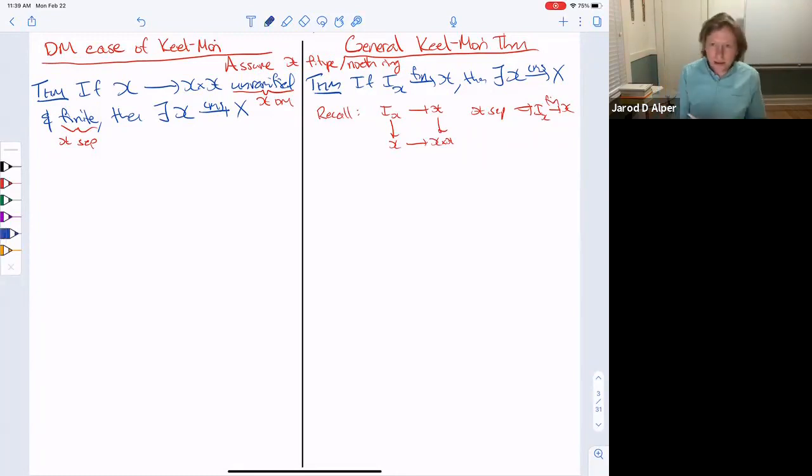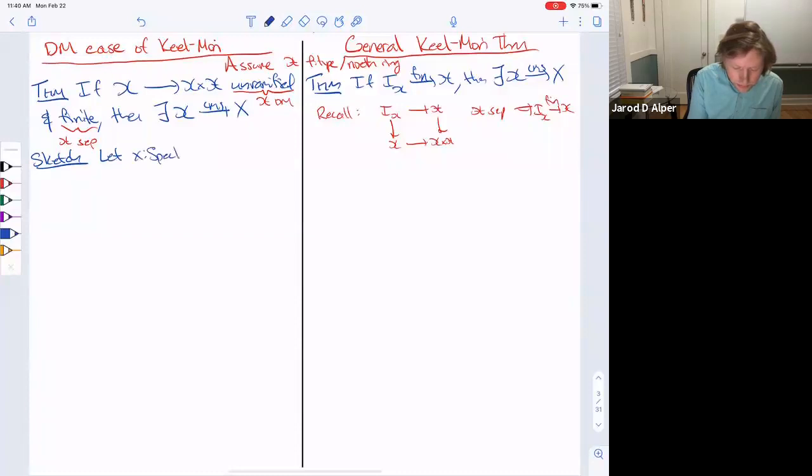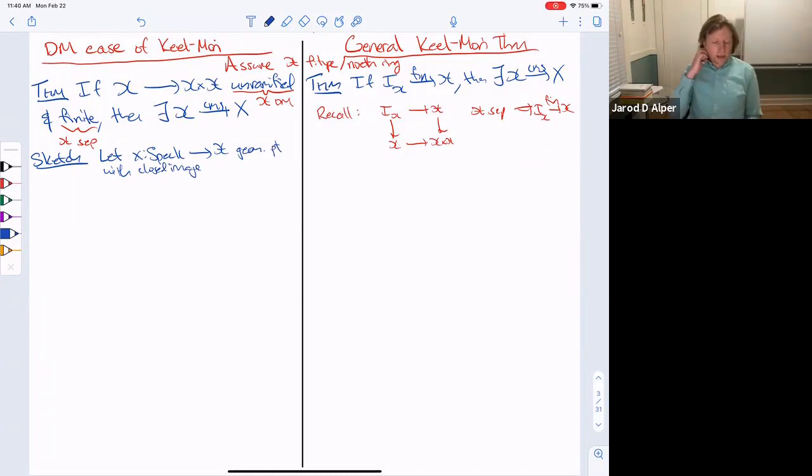Okay, so to summarize our proof, let me give a sketch of the argument, consisting of several components. We're going to start with, let x be a geometric point with closed image. And so K is algebraically closed. And what we're trying to show is that there's an open substack around this point that admits a coarse moduli space, and then we glue them all together.